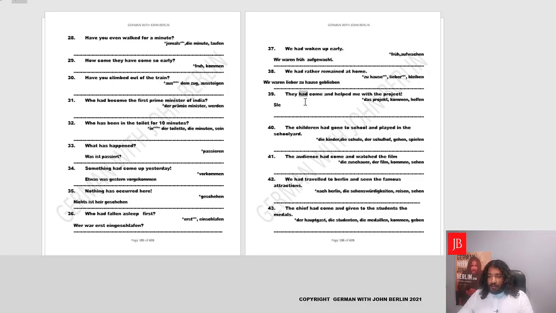Since it's got movement and the tense is past, we'll make it waren, and we'll say sie waren. Yes, conjugated for third person plural. Sie waren, come is gekommen, yes, and help me with the project. Und, now we'll need to say again, they have helped me with the project. They had come, and they had helped me with the project.